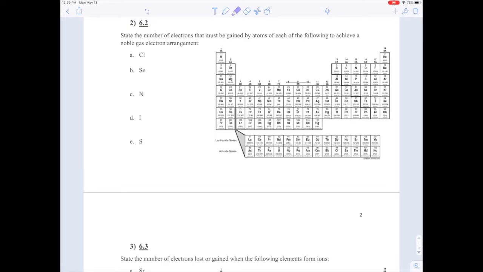Chapter 6, Question 2, is very similar to Chapter 6, Question 1. It's asking you to state the number of electrons, in this case, that must be gained by atoms of each of the following in order to achieve a noble gas electron configuration or arrangement. To review what that is, I would go back to the exercise for Question 1.